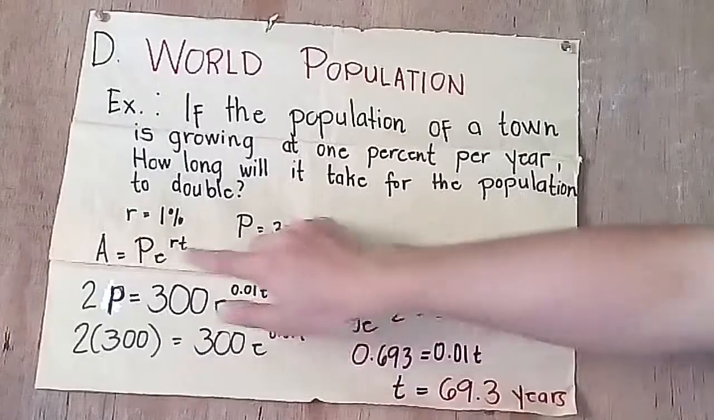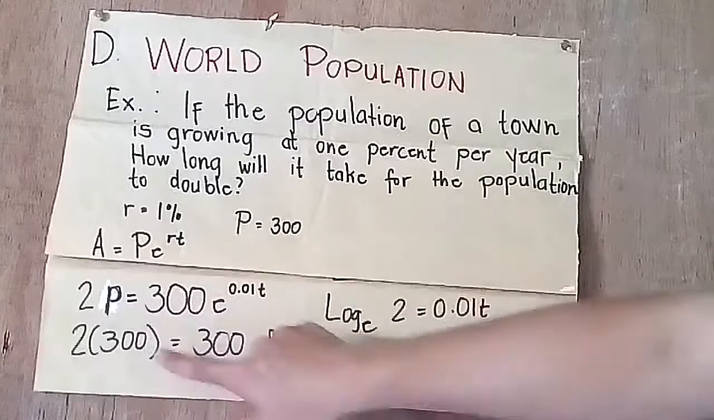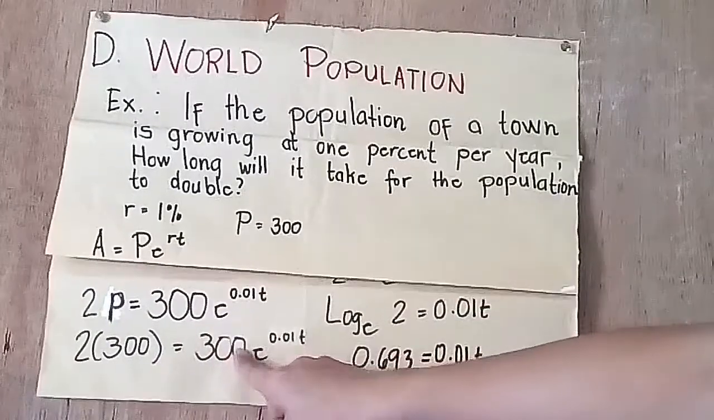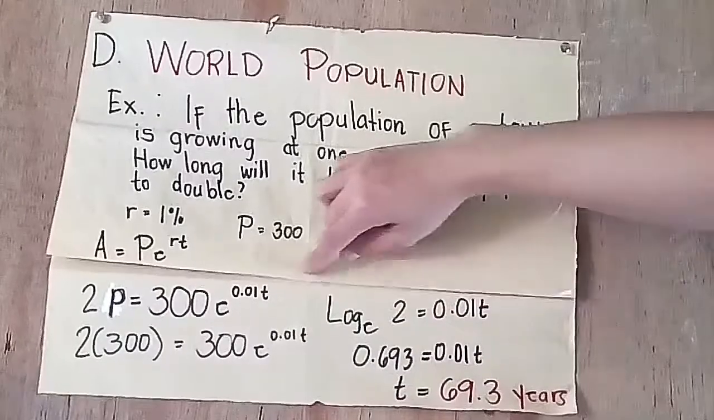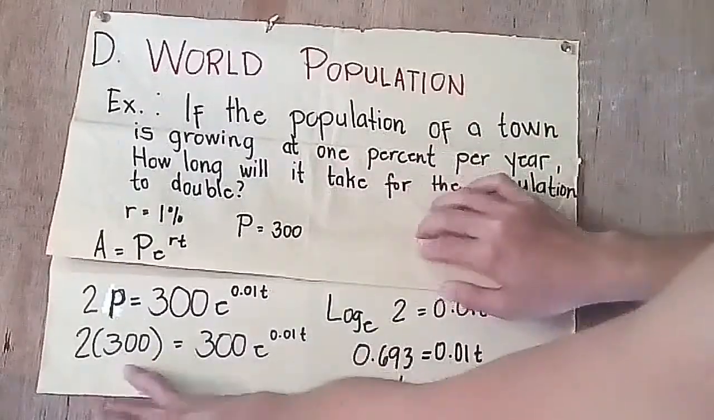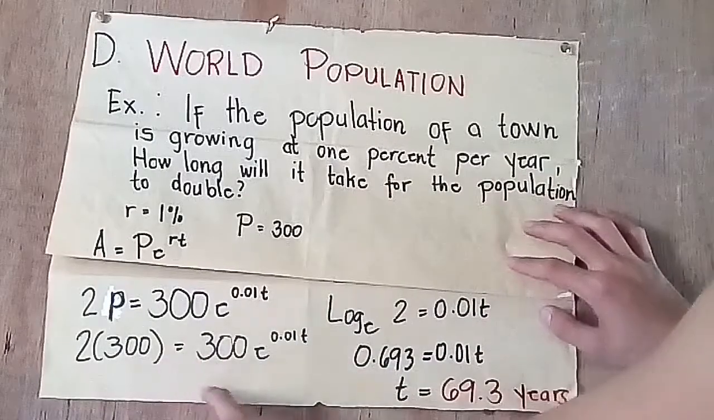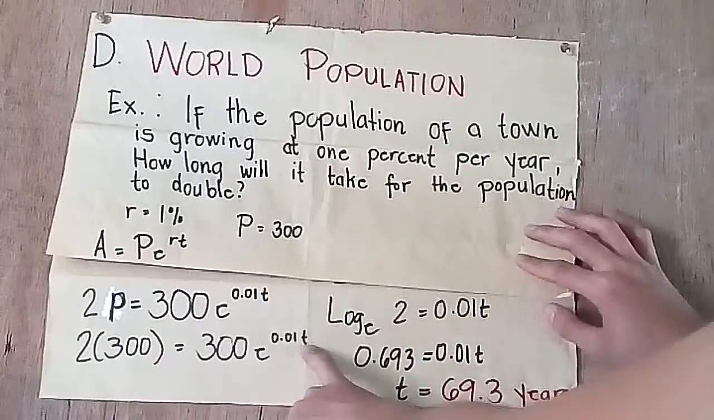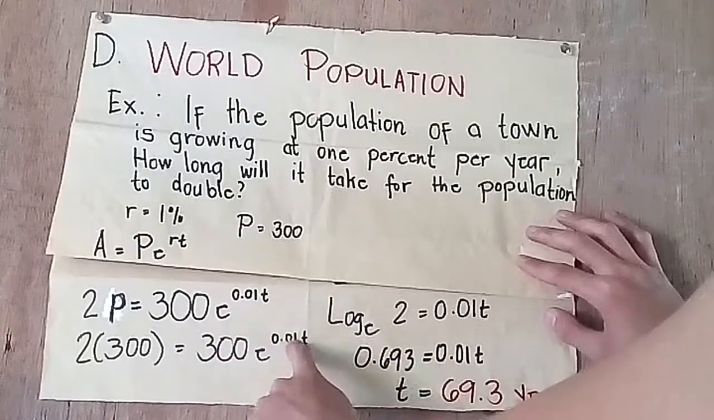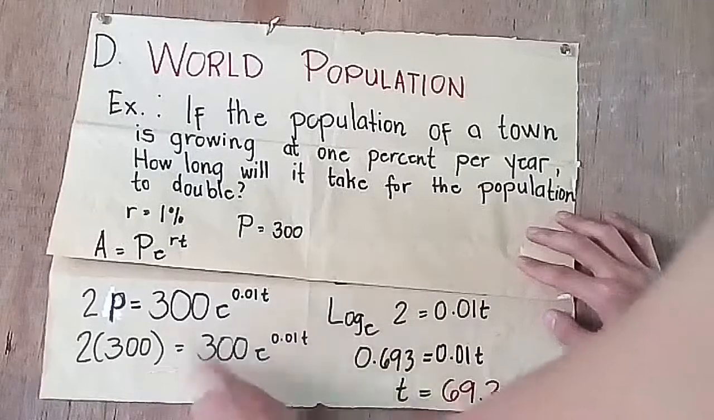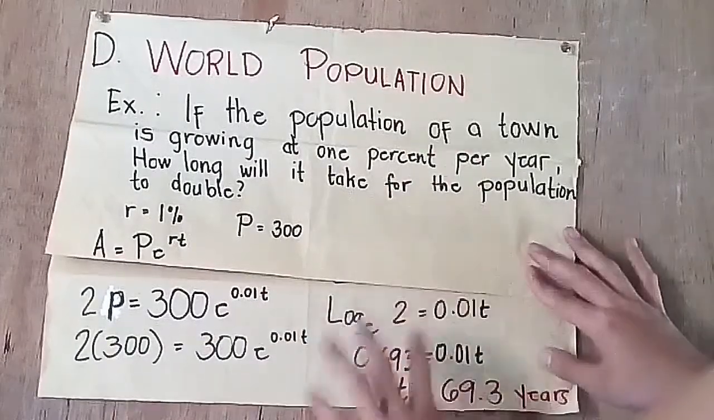So 2 times p, which is 300, we have 600. And then rewrite 300 e raised to 0.01 t. And then divide both sides by 300. So makakakuha tayo yung 2 is equal to e raised to 0.01 t. And then since e raised to 0.01 t is equal to 2, pwede natin siyang gawing logarithmic form.